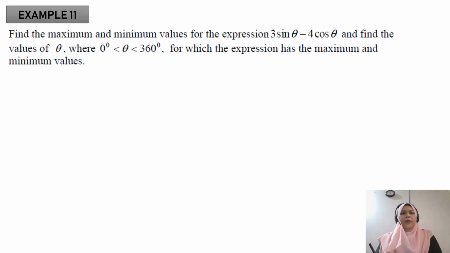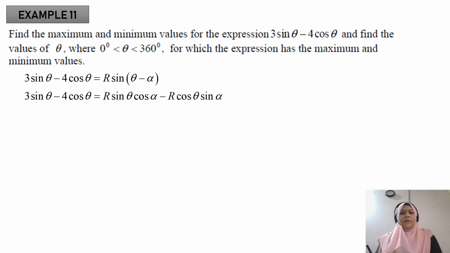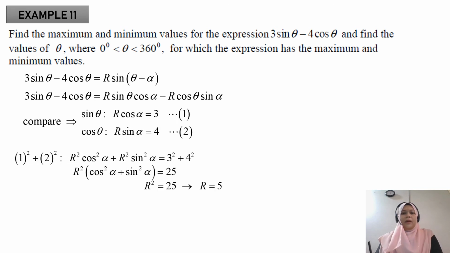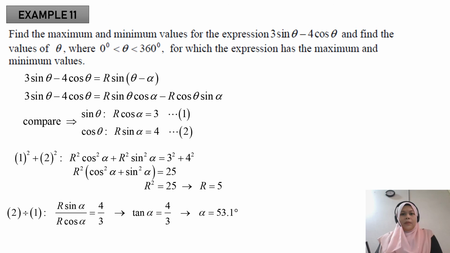Okay, in this example, we are going to find the maximum and minimum values of an expression, and also find the values of theta for which the expression has the maximum and the minimum values. So to find the maximum and minimum values of the expression, first we have to change it to the form of r cos or r sine, like we did just now in example 10. So we find the value of r and the value of alpha, and we can express the expression in terms of r sine(theta minus alpha) like this.